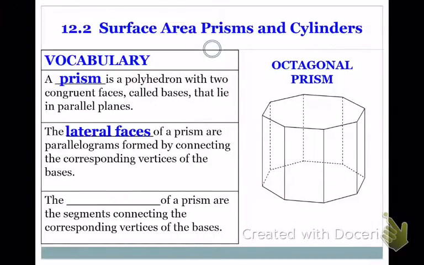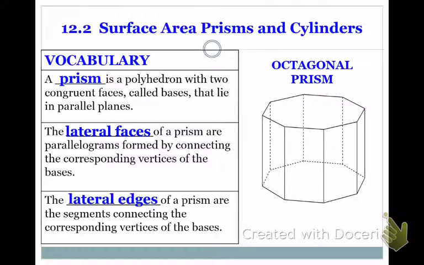The lateral faces of the prism are the parallelograms formed by connecting the corresponding vertices of the bases. Okay, so the sides, the parts that are not the bases, that connect the bases, that is your lateral faces. Lateral means side. Sometimes you're asked to find the lateral surface area. So you just find the area of the sides and not the bases if they ask for that.